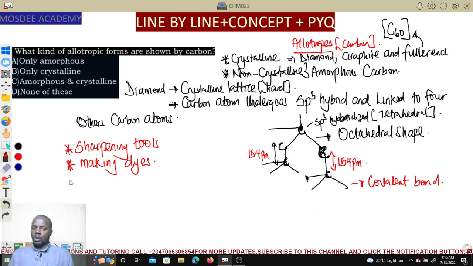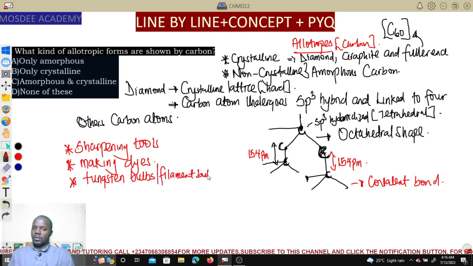They also use them basically in making what we call bulbs. That is tungsten bulbs, or is it filament bulb? Some filament bulb. So that's one of the major uses. Most of them are used as sharpening tools. You know they are very hard, so they use them as an abrasive substance. They are hard because they contain covalent bonds between their molecules.